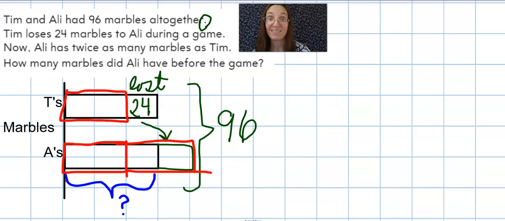Wow, I think this is going to take more than one step. But it seems to me that if I look at these red boxes, 96 is being divided into 1, 2, 3 equal parts there. So I think I will begin with 96 divided by 3. It's a good thing we learned all that long division, isn't it?